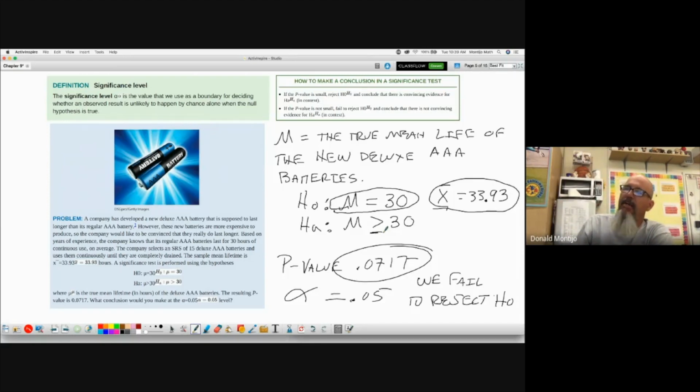Okay. So again, real quick, as a review of the p-value idea. If the p-value is larger than the alpha level, we fail to reject. If the p-value is less than the alpha level, the data is statistically significant, and we would reject the null in favor of the alternative. Since this p-value is larger than this alpha level, we fail to reject. We do not have enough evidence to conclude that these new batteries last longer.